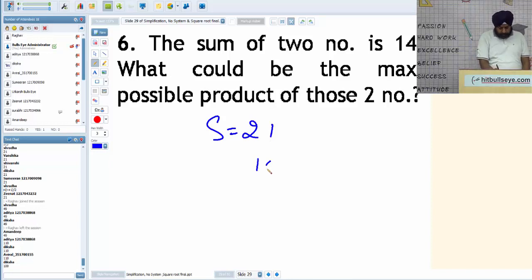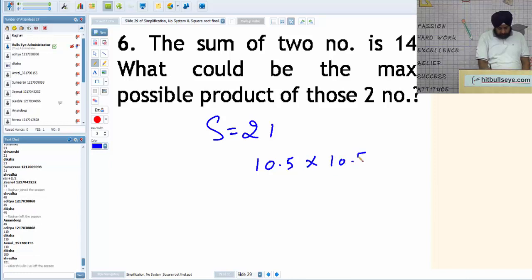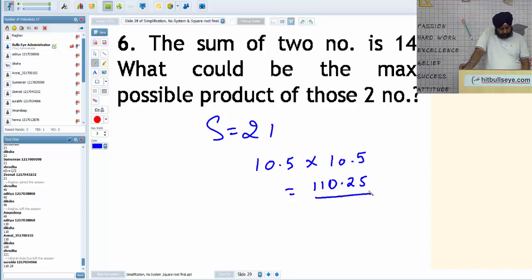21 by 2 is 10.5. 10.5 into 10.5 is 110.25. Okay? I have to be very careful. Yes, Urvi, you are correct. It's 110.25. If I had said the sum of two numbers is 21, they could be anything. They could be rational. When I said the sum of two natural numbers is 21, definitely it's 110. That's the way. Okay, thank you.